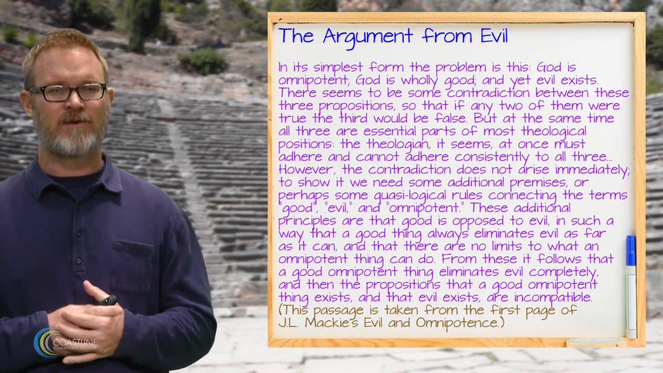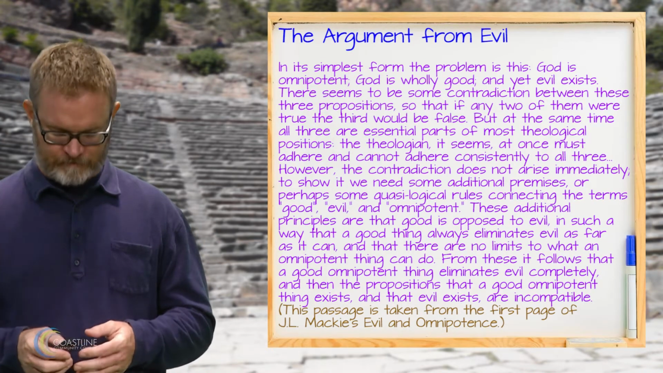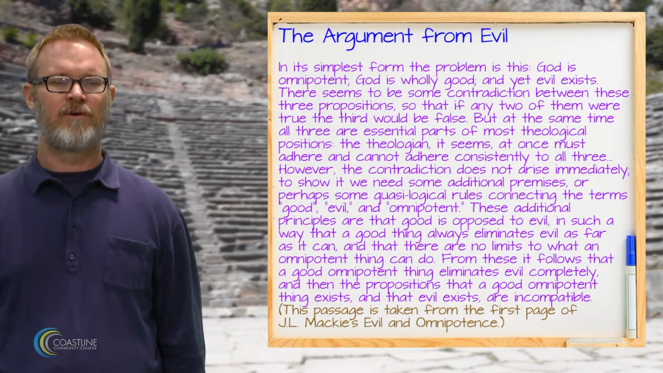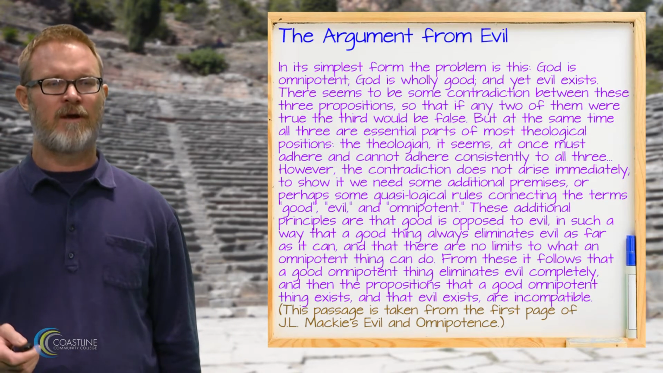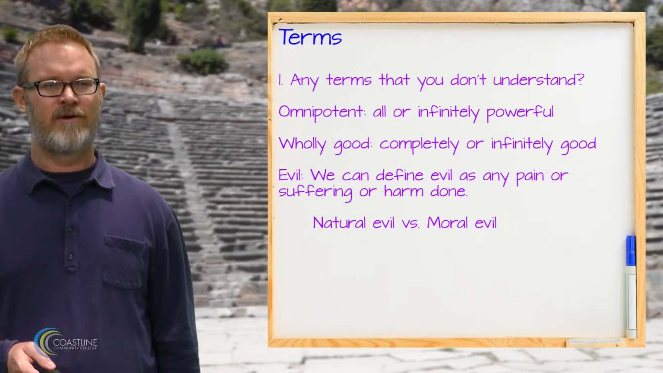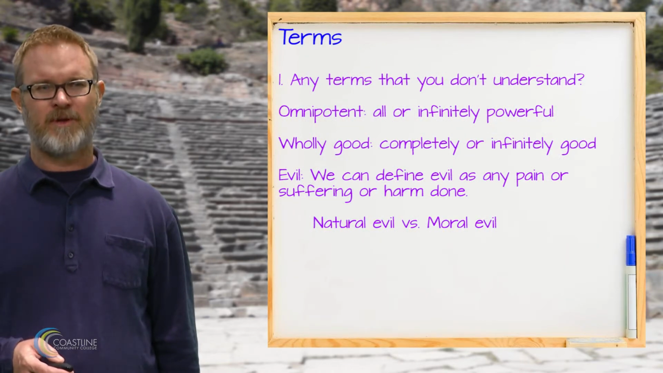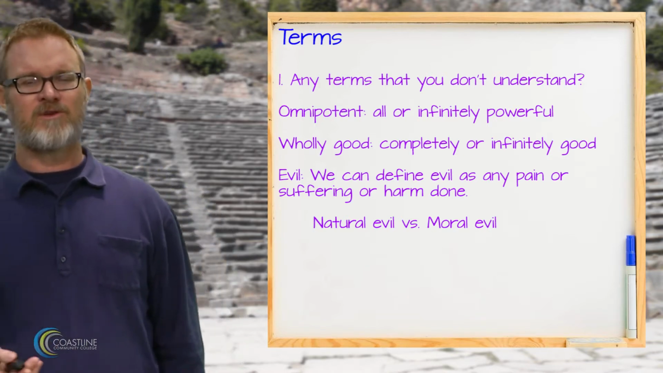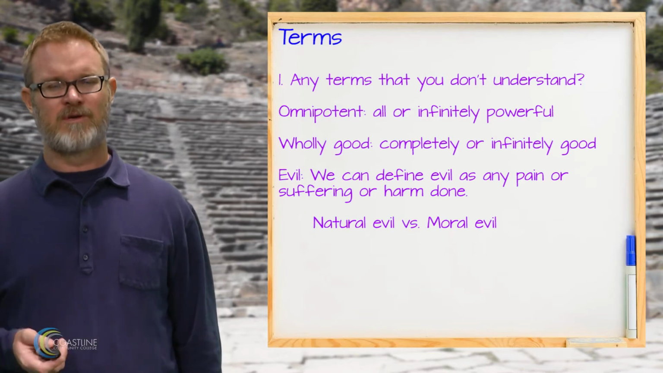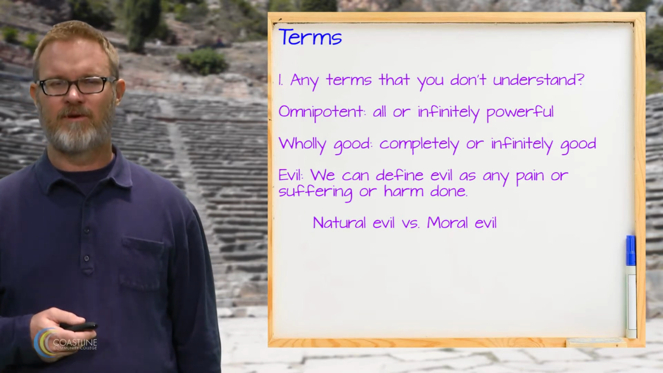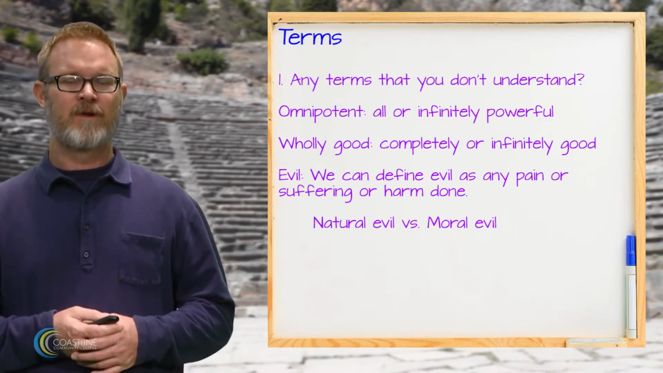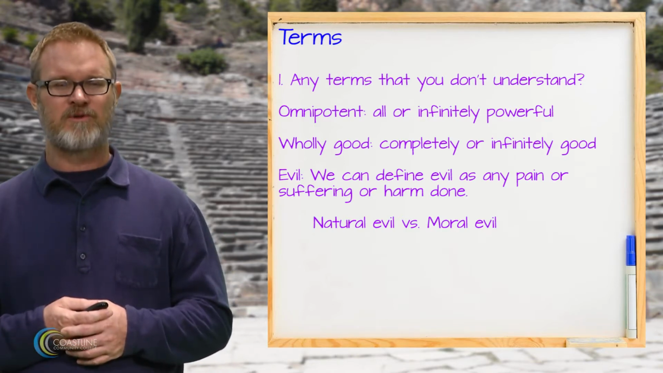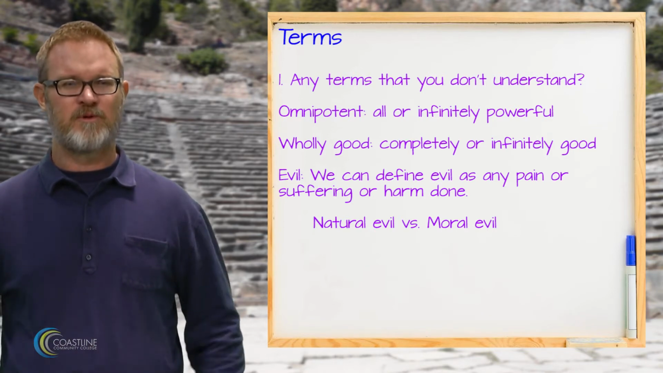It's a complex one. If you look at it straight away, you can see that there are definitely some tricky terms here. In the very first sentence, he says God is omnipotent, God is wholly good, and yet evil exists. We might ask about each of those claims in turn. The first is about omnipotence. God is omnipotent. What is that? Well, God's omnipotence is supposed to be his maximum power. He's supposed to be maximally powerful, able to do anything.